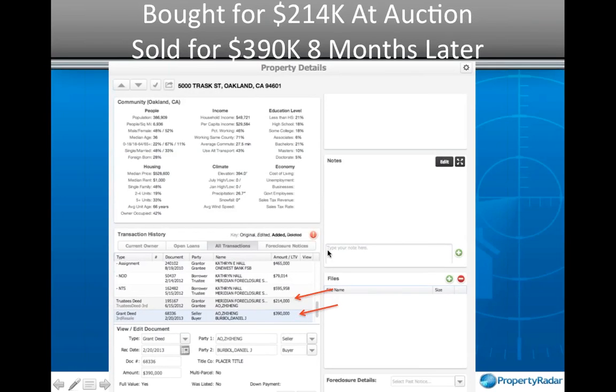If I click in on one of those, I can see the trustee's deed for $214,000 and the resale for $390,000. Well, this particular auction investor did pretty well in terms of the price increase. My guess is they did a fair bit of repairs. 8 months, they're not doing that great on the timing. A good auction investor should be more in the 120 to 140 days range, but maybe it took them a while to get an eviction. Oakland's notoriously tough with tenant control laws, etc. So that may have taken a while.